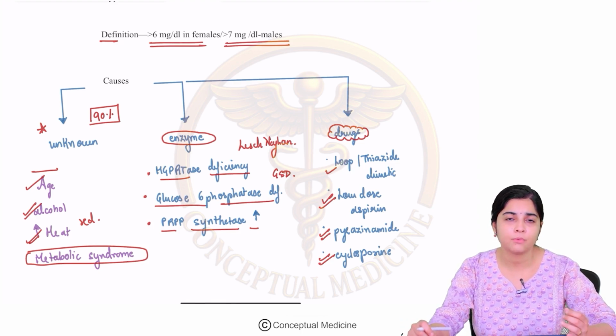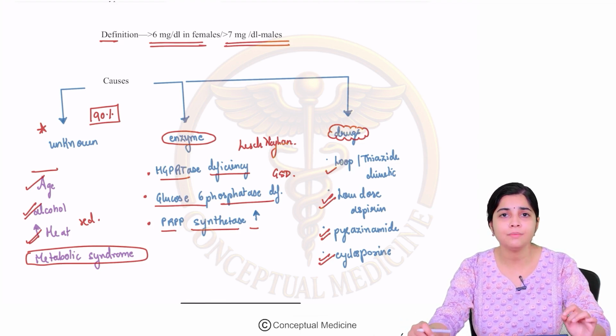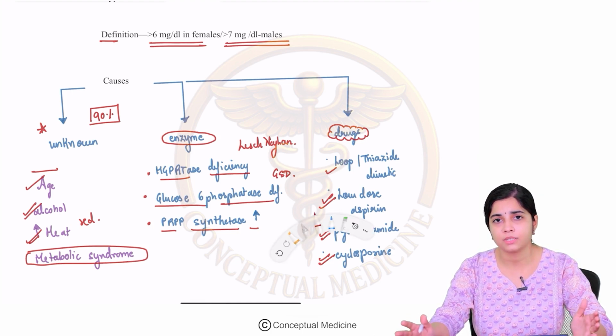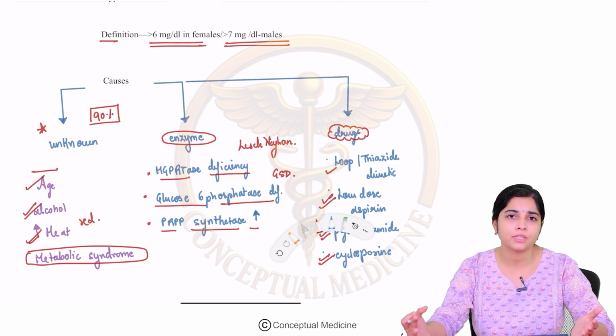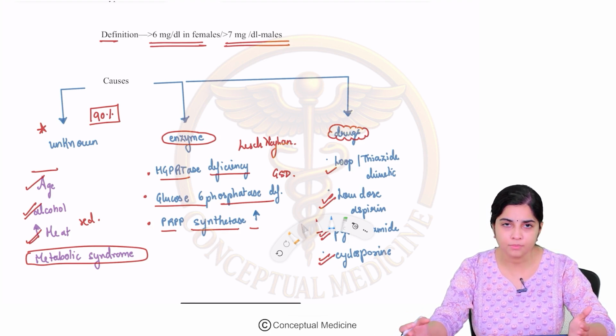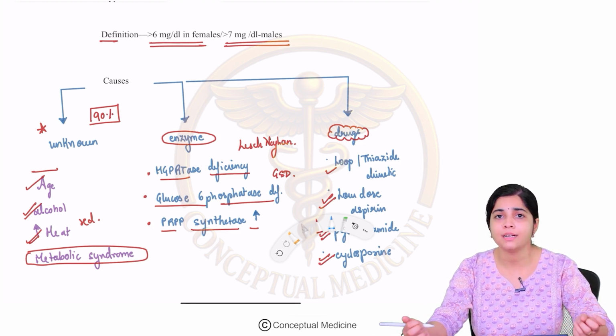So let us revise what we have learned till now. Hyperuricemia is defined as a condition where the blood uric acid level is more than 6 mg per deciliter in females and more than 7 mg per deciliter in males. The most common cause is often unknown. It can be part of a metabolic syndrome. Then we have enzyme deficiencies and drugs.